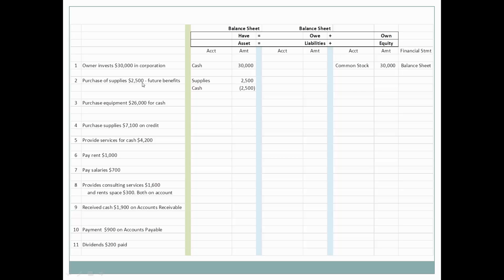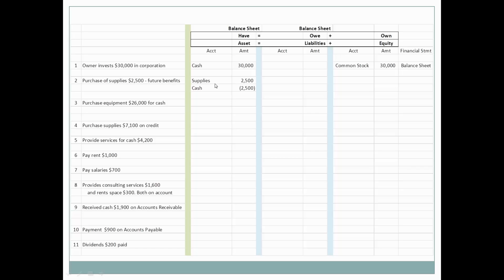If we had expected this purchase of supplies to only benefit the current period, the first 2 weeks of the month, or perhaps just the month, then this would perhaps be supplies expense. But since it's going to benefit future accounting periods, it's going to be considered an asset. So the hallmark of an asset is something that will benefit future periods.